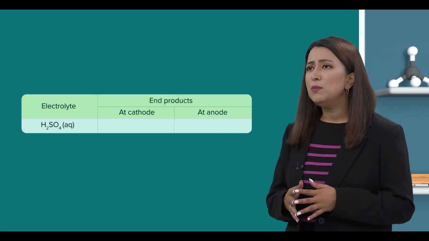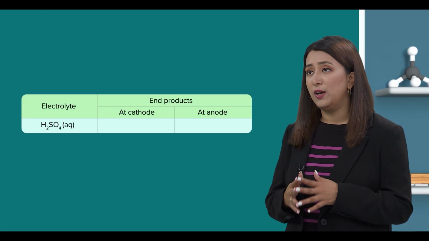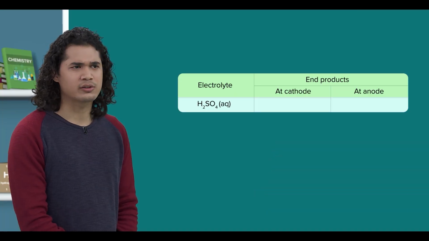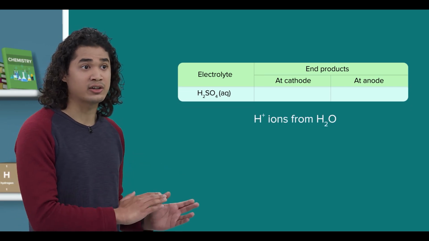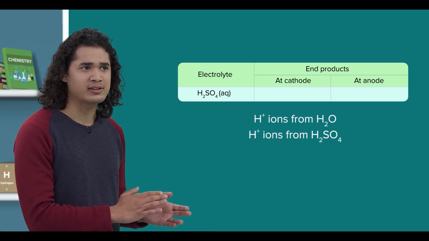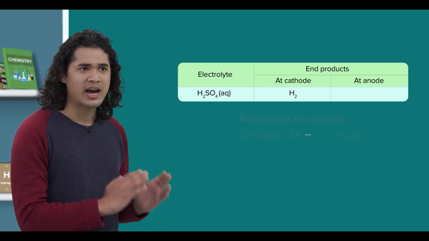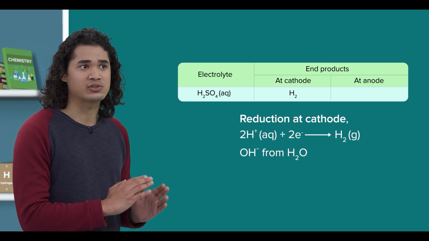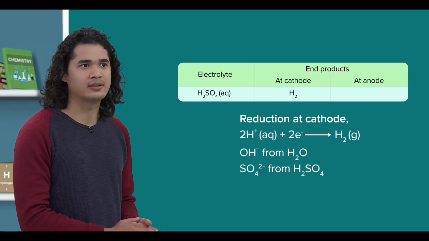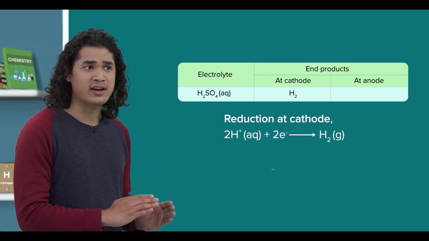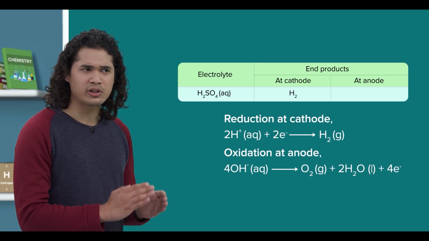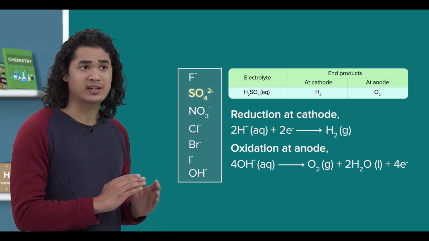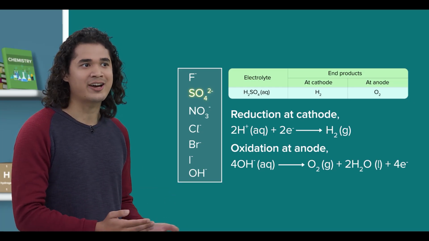Okay, teacher. What would be the end products of the electrolysis of aqueous sulfuric acid at the two inert electrodes? In aqueous sulfuric acid, there are hydrogen ions from water as well as hydrogen ions from the acid. Either way, hydrogen gas would be produced at the cathode. As for anions, there are hydroxide ions from water and sulfate ions from acid. Between these two, hydroxide ions are more likely to be discharged to produce oxygen gas at the anode, as sulfate ions lie way above the hydroxide ion in the discharge series for anions.